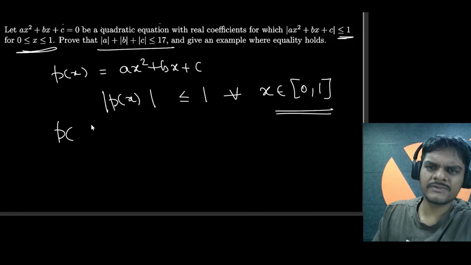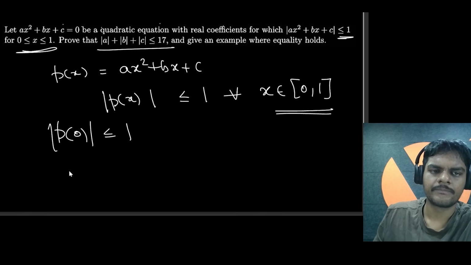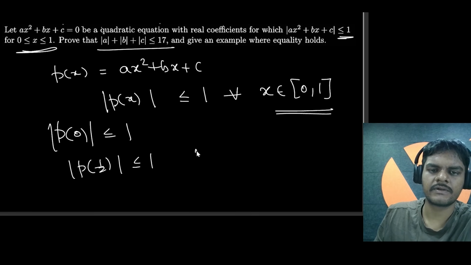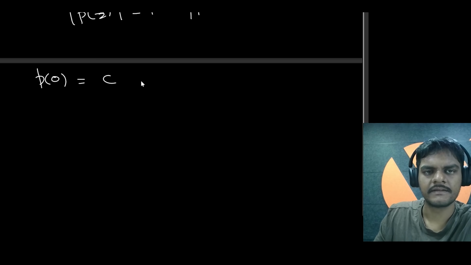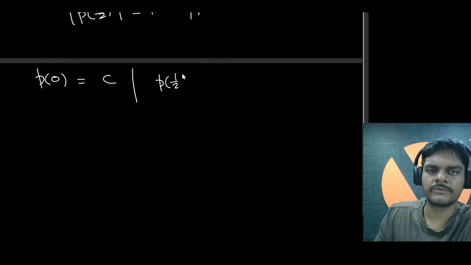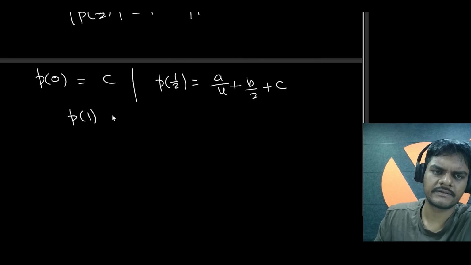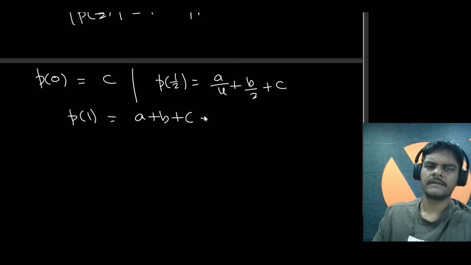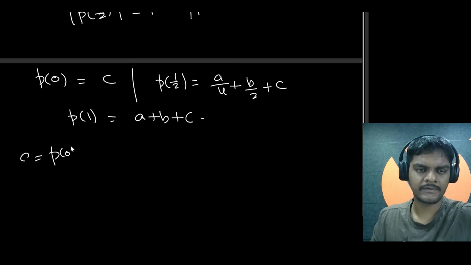That means I can use the midpoint and extreme points. So P of 0 is definitely less than or equal to 1. P of 1 by 2 is less than or equal to 1, and P of 1 is less than or equal to 1. So let us use these. What is P of 0? C. That was easy. P of 1 by 2 is a by 4 plus b by 2 plus c. And P of 1 is a plus b plus c. Can we solve for a, b, c? So C is equal to P of 0.